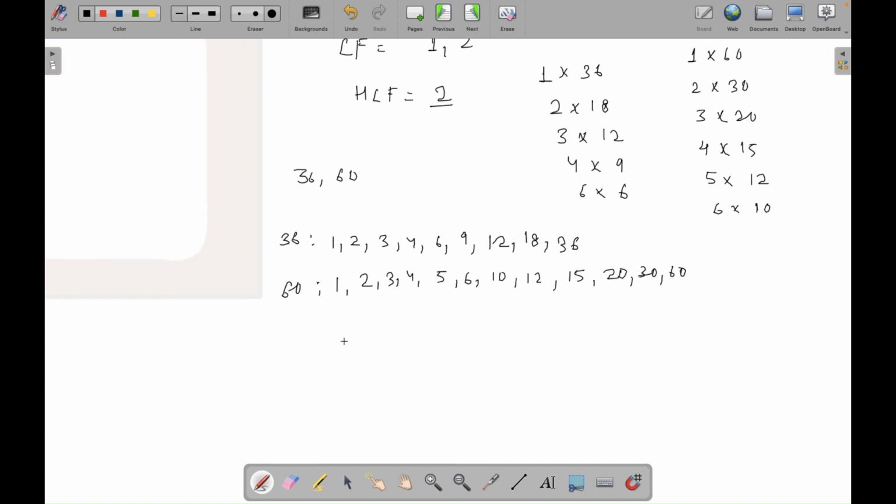Now you can see there are a lot of common factors. 1, 2, 3, 4, 5. 5 is not there. So 1, 2, 3, 4, 6. And then 12. We'll just highlight this. So 1 is a common factor, 2 is a common factor, 3 is a common factor, 4 is a common factor, 6 is a common factor, 9 is not a common factor, 12 is a common factor, 18 is not a common factor, 36 is not a common factor. So out of these common factors, which is the highest? It is 12. So HCF is 12.